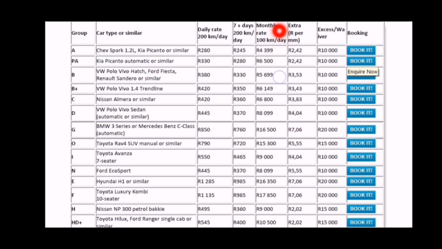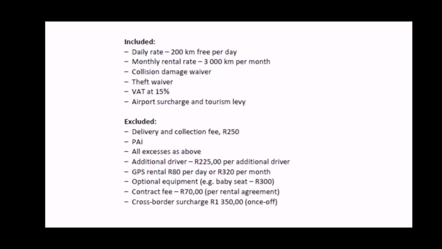So that means that the amount of money that the client is going to be paying will be inclusive of this 200 kilometers per day. So we might not have to charge the client if they drive within the perimeters of that amount of kilometers that they are getting free daily for the amount of days that they're going to be driving.